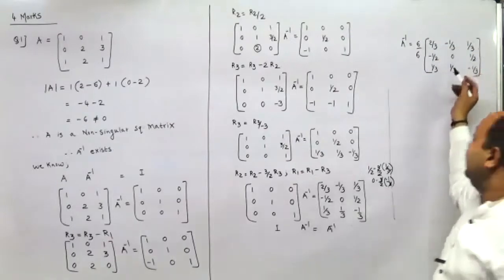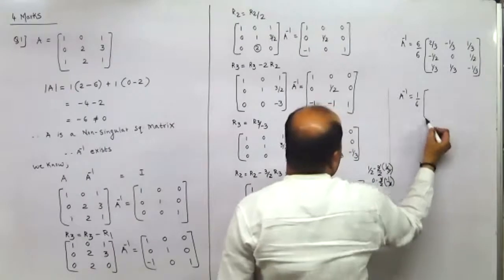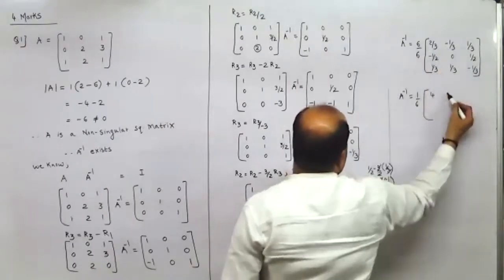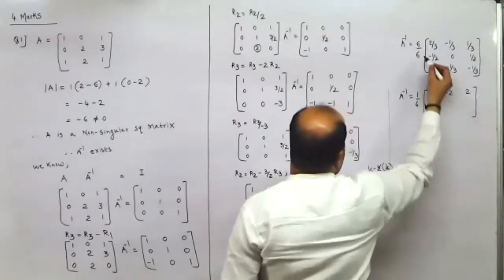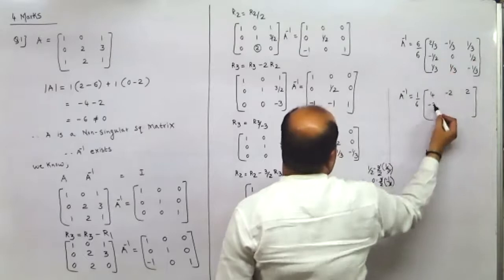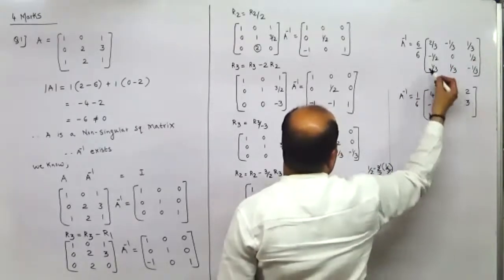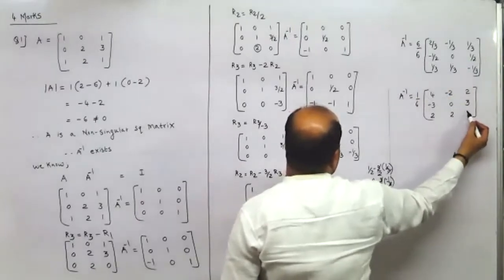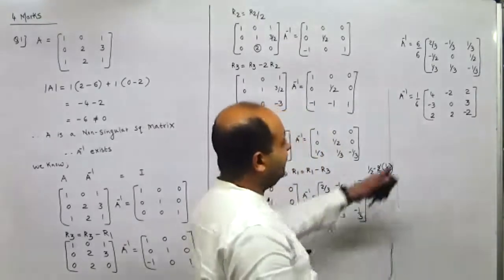When I multiply it inside, I'll get A inverse equal to 1 by 6. This is 6 into 2, 12 by 3, 4. Minus 6 by 3, minus 2. 6 and this is 2. 6 into minus half is minus 3. 6 into 0 is 0. 6 into half is 3. 6 into 1 by 3 is 2. 6 into 1 by 3 is 2. And 6 into minus 1 by 3 is minus 2. So A inverse is 1/6 of this.